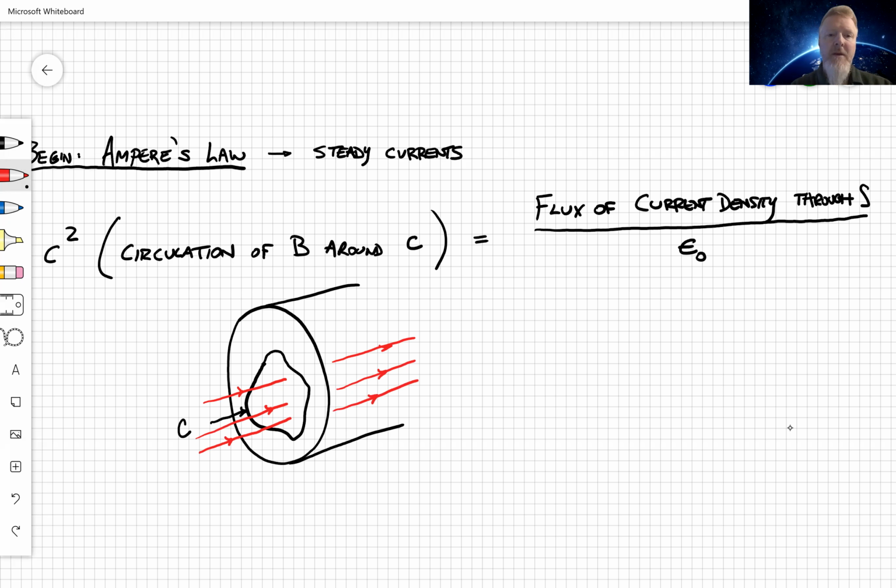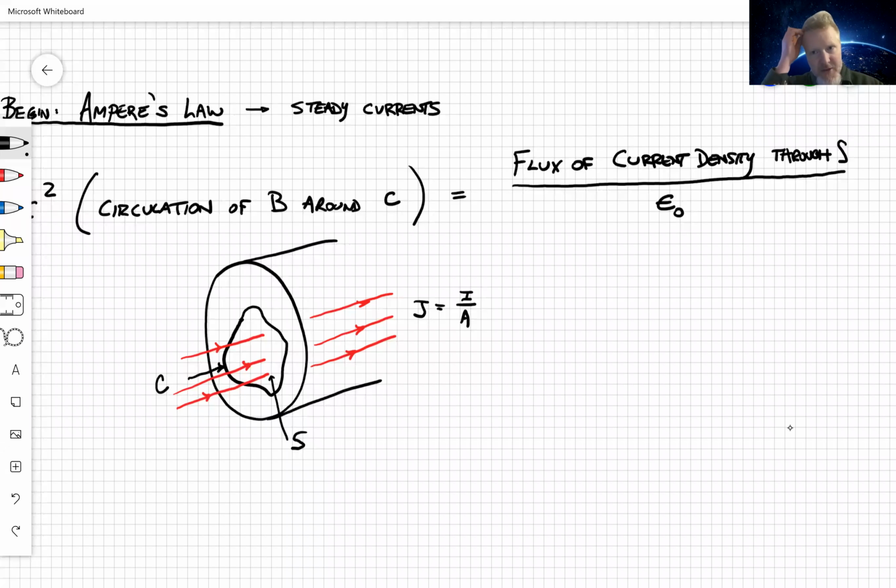Okay, so this would be current density. All right, so that thing here, I'll put a surface, that is surface S. And then this is the current density, and the current density is J, which is current per area, like so. Okay, so this is essentially the situation.